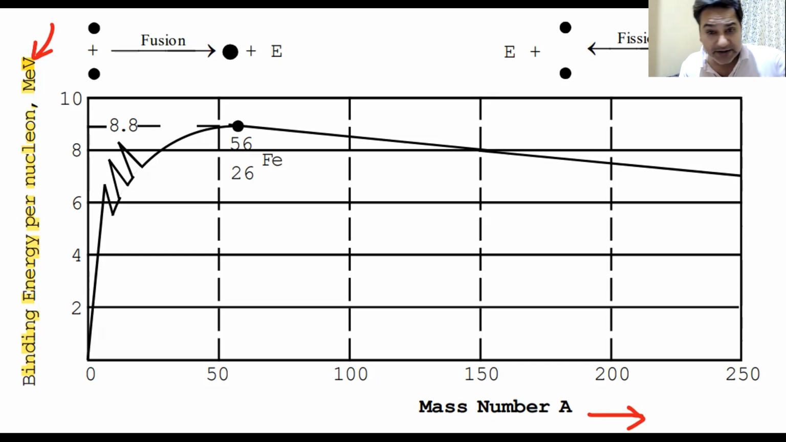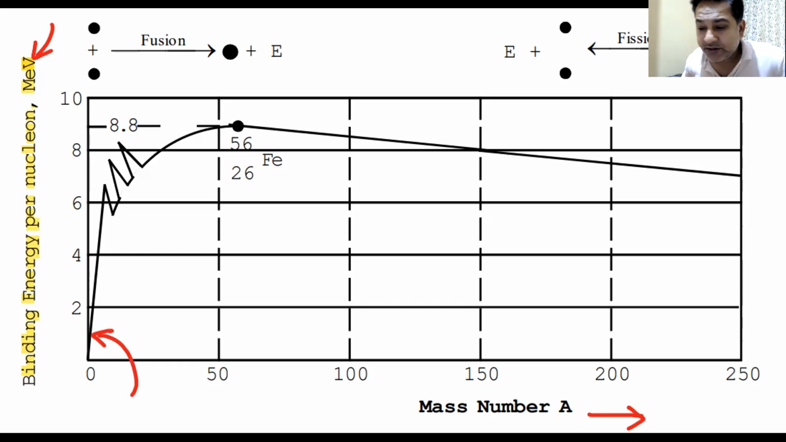As you can see very clearly, when the mass number is very low, the binding energy per nucleon is very less. Yes or no? Yes, sir. That means smaller nuclei are not very stable. The nuclei of two hydrogen atoms are not very stable. If they are not stable, what will they do?